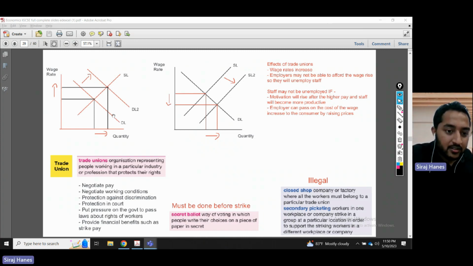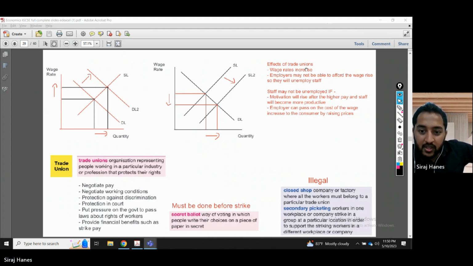So here, you can see the effects of trade unions. Wage rates will increase. Employers, the problem is employers may not be able to afford the wage rate, so they will unemploy staff. But staff may not be unemployed because now when the wage rate increase, staff are motivated, right? They're really pumped up to work because they've got a lot more money. They will become more productive. When they do become more productive, employers will keep them. And one more thing, what if the employer just pays you a higher wage and they just tell the customer, okay, pay a higher price because I have to pay a higher wage? Simple as that.